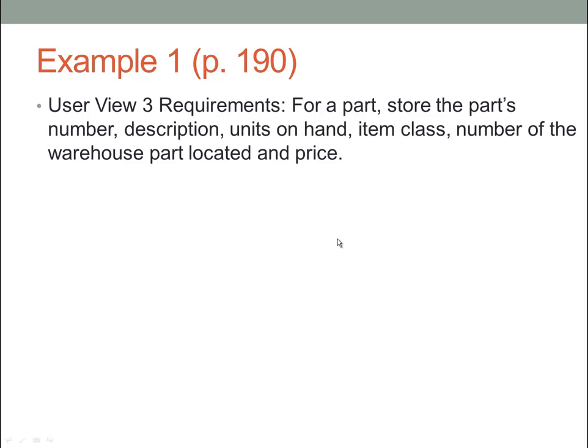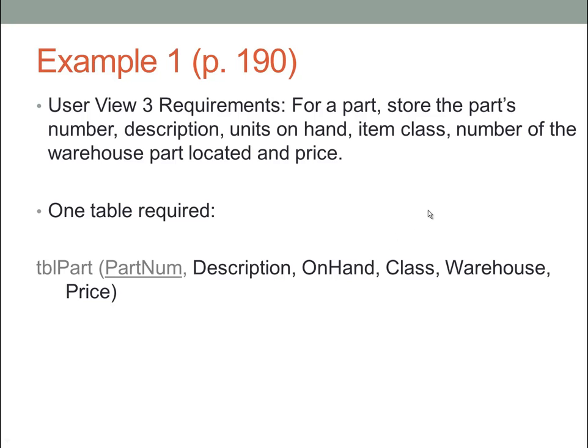So now I go and meet with a third group of users. These users tell me that for a part, they need to store the part's number, description, how many units they have on hand, the part's class, the number of the warehouse that the part is located in, and the price. So I go back and design this, and I determine that one table is needed, table part. I'm going to have the primary key of that table be part number, and I'm going to include a variety of additional fields in order to accommodate all the things they want to be able to retrieve on.